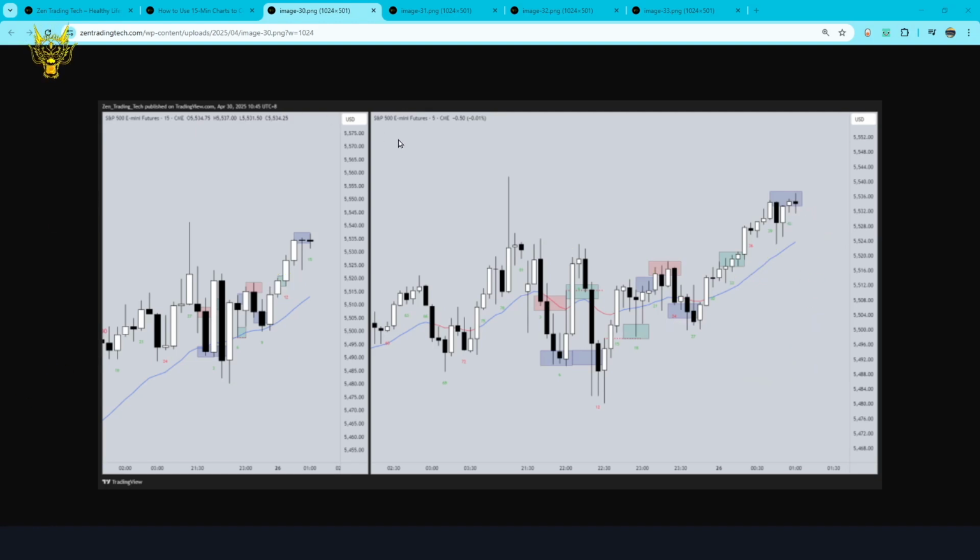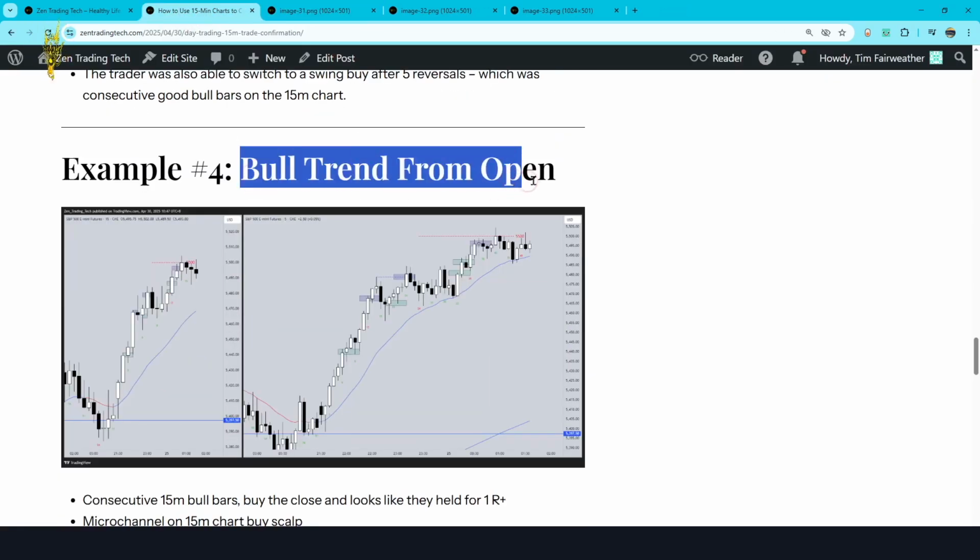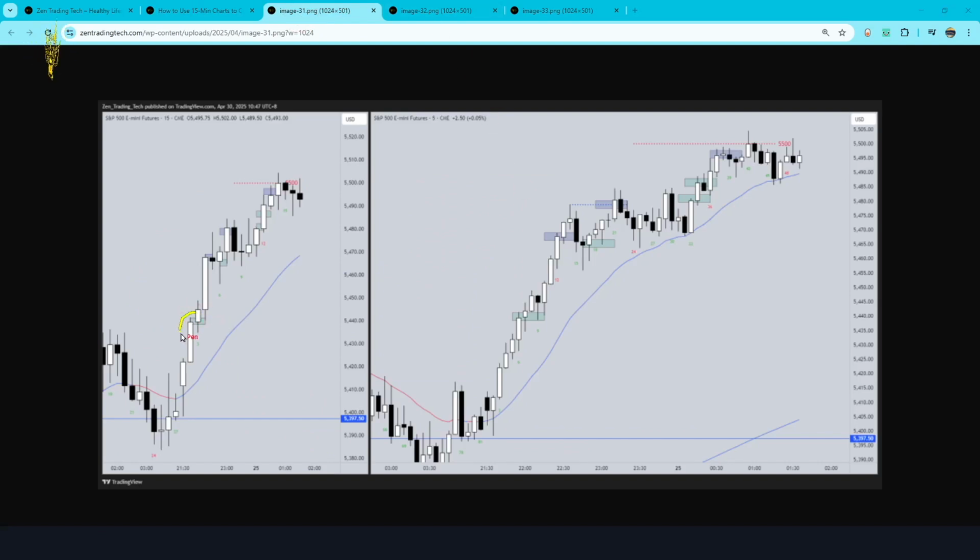So I think these are good examples of getting in sync, getting out of sync, and then not repeating the same mistakes. Example 4, bull trend from the open. Consecutive, good-looking 15-minute bull bars going up from the moving average by the close. Strong 15-minute bull bar, and then a pause. So okay for the trader to exit.